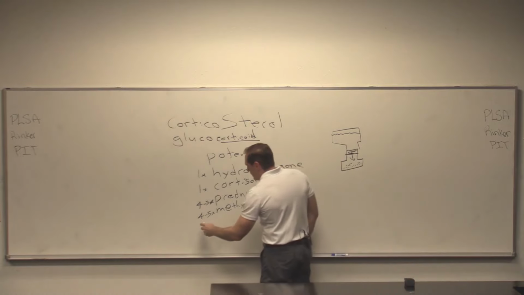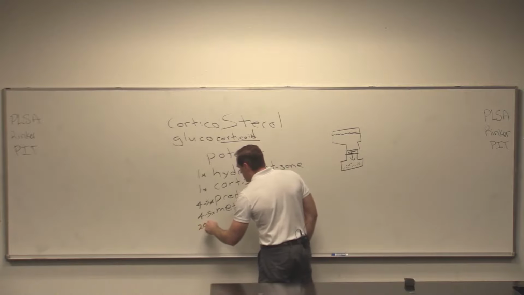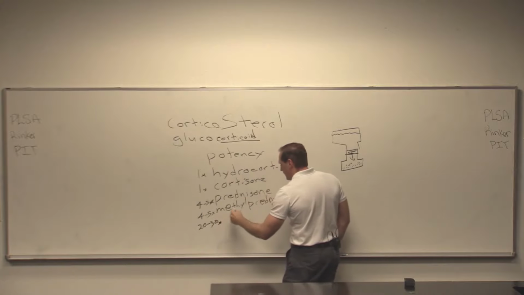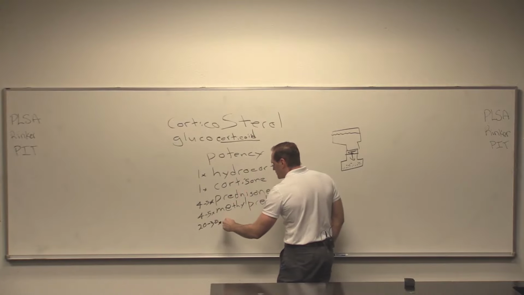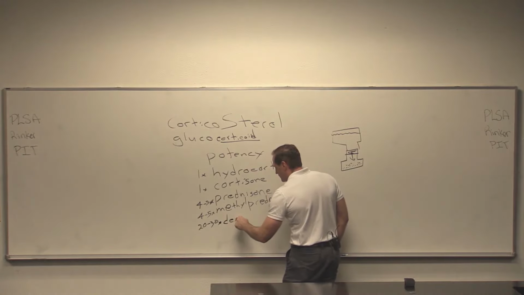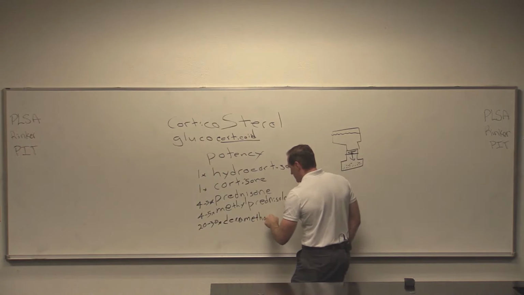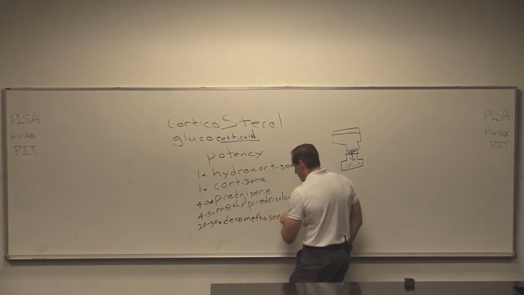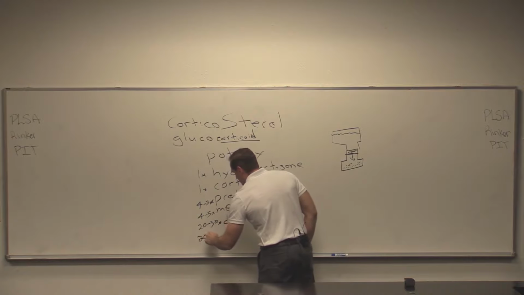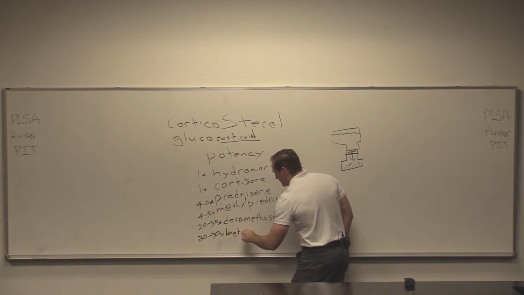All right, then we have 2 more to go, and these are 20 to 30 times stronger, or more potent, I should say, than cortisol. And the first one is dexamethasone. And then the last one, same thing, is called betamethasone.